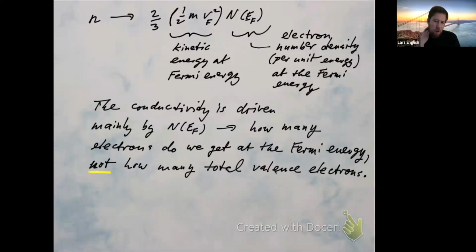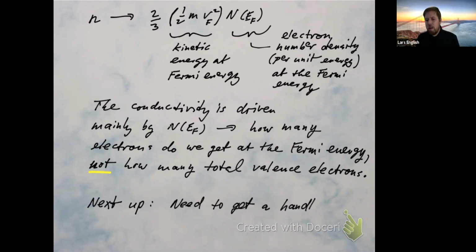So we're not so much interested in how many total free valence electrons we have in the metal. In the quantum formula, we're more interested in how many electrons there are near the Fermi energy. The rest are not that important for us. The rest sort of balance each other out. You see what I'm saying? It's really just the number density at the Fermi energy that decides how conductive the metal will be.